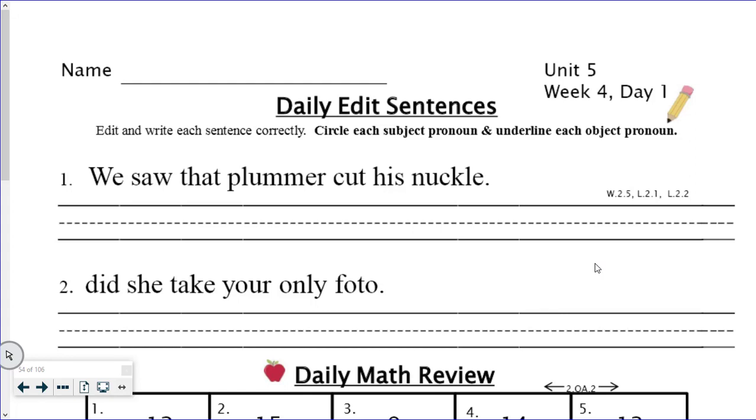We're going to get started with our morning work. We're on Unit 5, Week 4, Day 1. Check and make sure you're on the correct page. The directions say edit and write each sentence correctly, circle each subject pronoun, and underline each object pronoun.